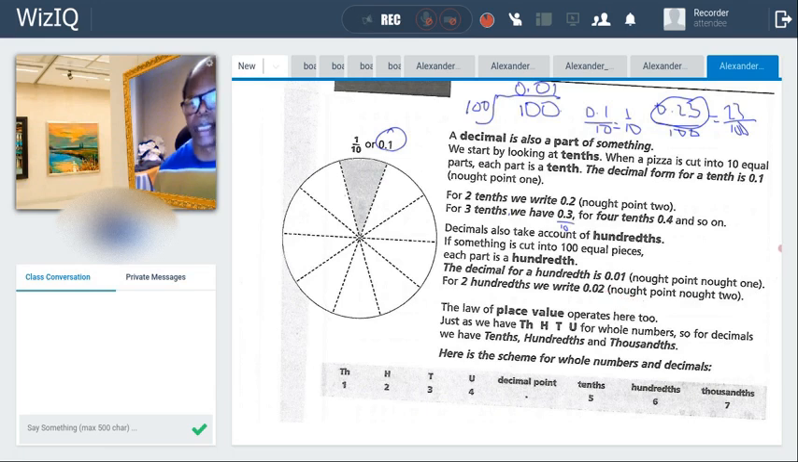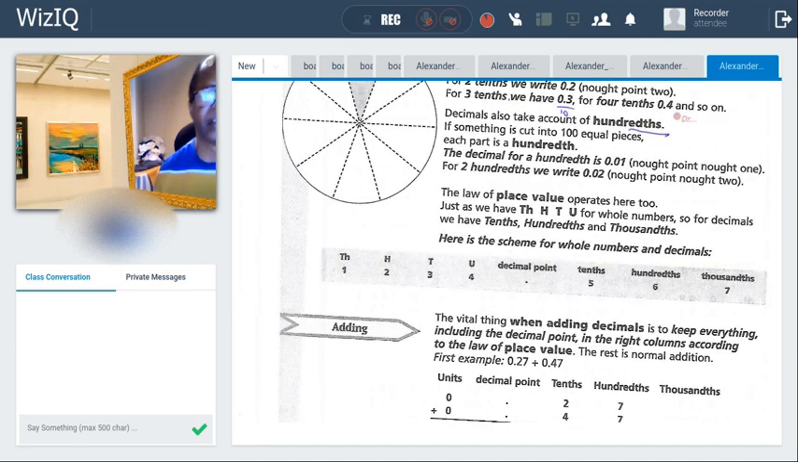So the law of place value operates here too, just as we looked at it before. Just as we have 1,000, we have 100, we have tens, we have units, but these are going to be different because they're on the decimal side. That's why you see they are written as hundredth, tenth. So if you hear tenth, it is not part of the whole numbers, it is after the decimal point.